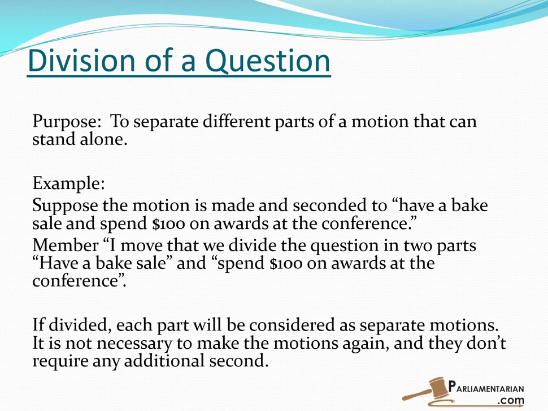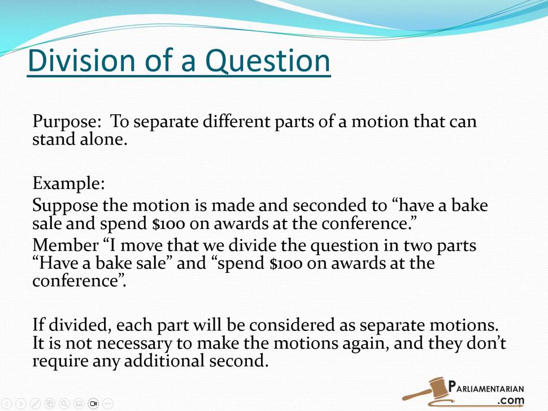You simply consider the first question, which is, in this case, have a bake sale, and you have a debate or whatever on it, then you vote. And then the chair says, all right, now the next item of business is the second part of the divided question, which is to spend $100 on awards at the conference. Is there any discussion?